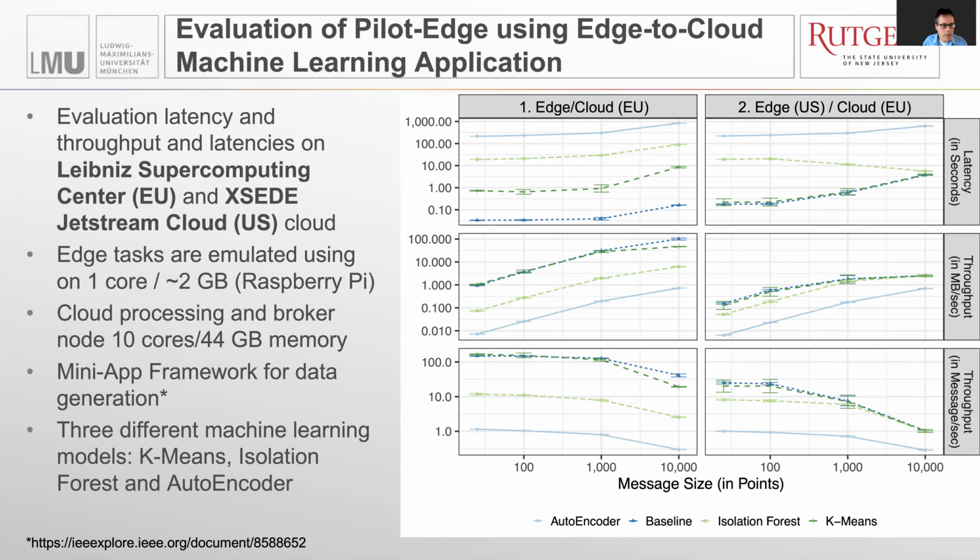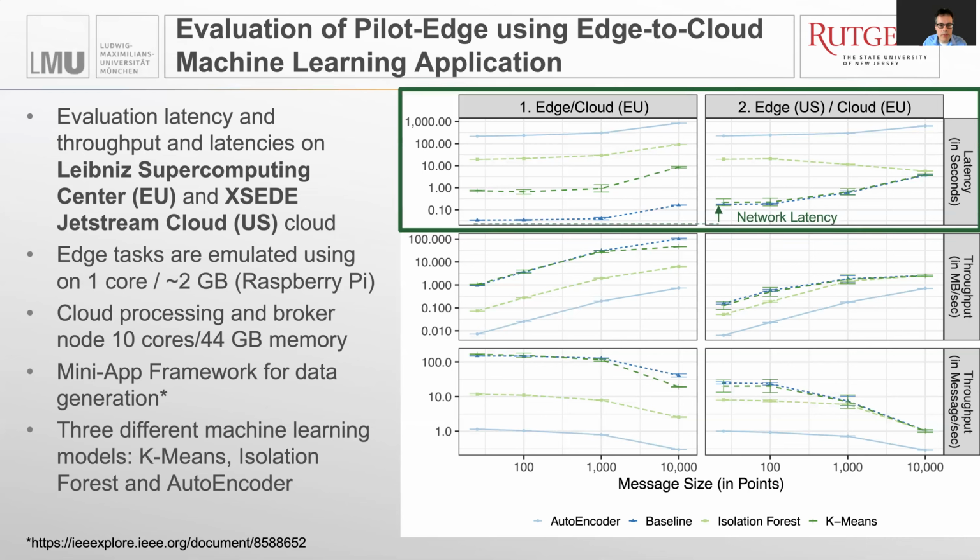We use the Mini-App framework, and I encourage you to read the reference below for synthetic data generation. It really provides you the ability to synthetically explore your different application workloads in the edge to cloud continuum without the necessity to implement a real-world application. And particularly in that case, we explore different machine learning models for outlier detection, specifically k-means, isolation forest, and auto-encoders.